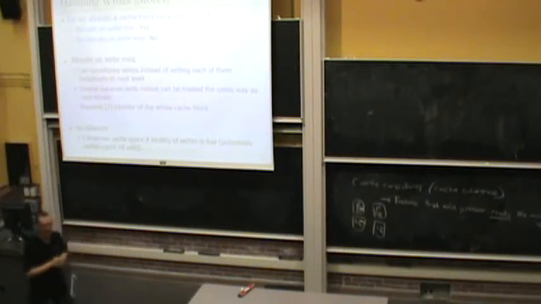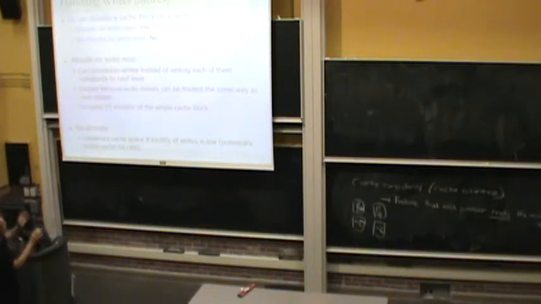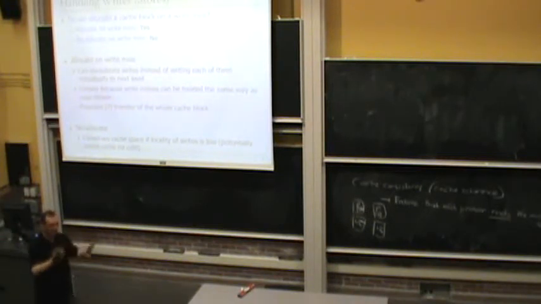But we can talk about that later on. Okay, allocate on a write miss says when you write to a location, you bring the entire block. The good part of this is you allocate the entire cache block, and you can consolidate writes instead of writing each of them individually to the next level, assuming that you have locality. This assumes that you have locality in the writes. Again, this is simpler because write misses can be treated the same way as read misses, assuming that whenever you have a read miss, you're bringing the cache block into the cache.